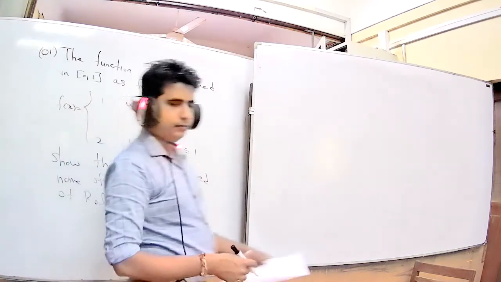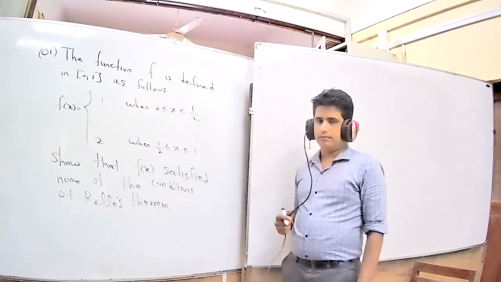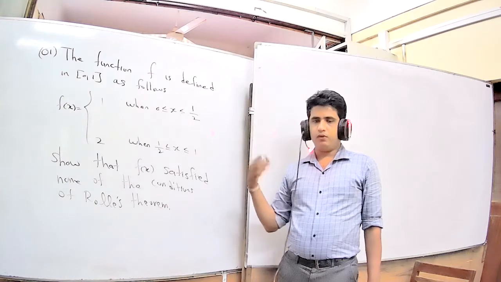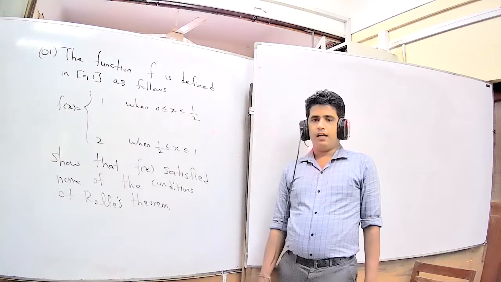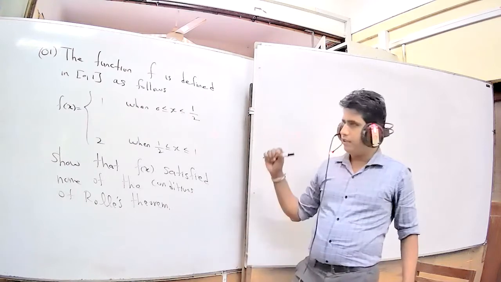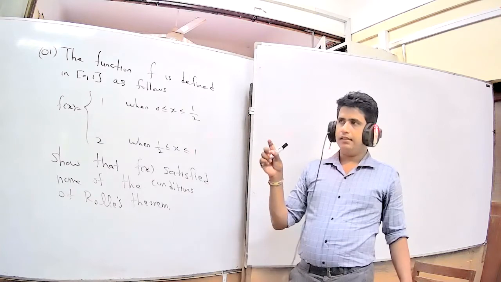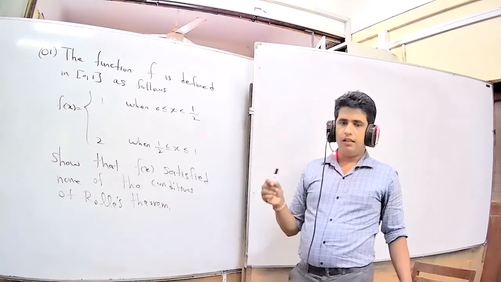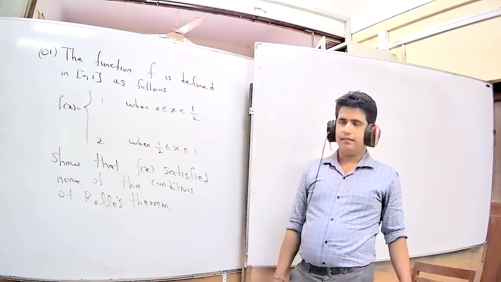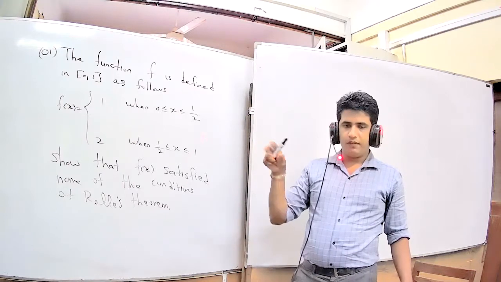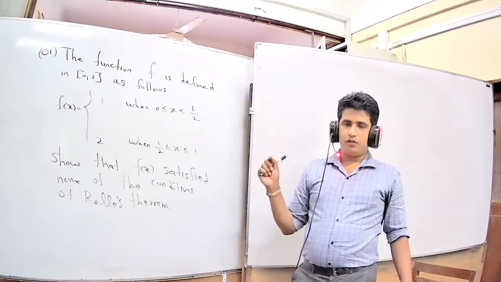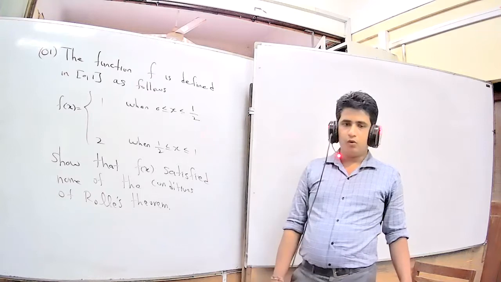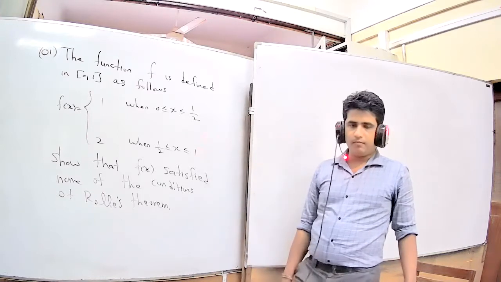You already know what Rolle's theorem is. Let f be a real-valued function on a subset A of the real numbers. If f is differentiable in the open interval (a, b), f is continuous in the closed interval [a, b], and f(a) equals f(b), then there exists c in the open interval (a, b) such that f'(c) equals 0. You already know this theorem.